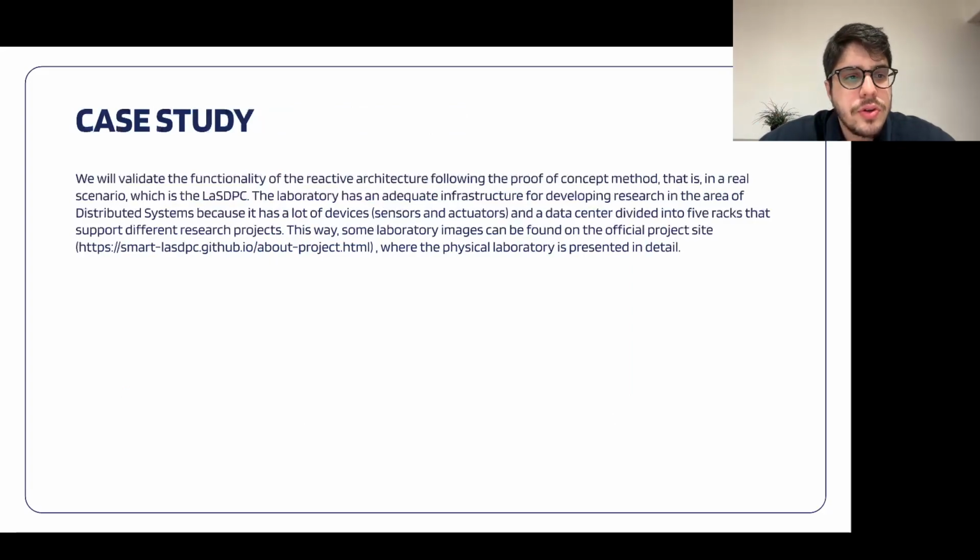For the next step, we're going to validate this architecture, especially the reactive features of these architectures, in a real scenario, which is our internal research lab. This lab has the proper infrastructure to develop this kind of distributed systems research. We have the sensors, we have the actuators, and we have the proper resources, computation, and overall infrastructure. You can check the information about this lab at this address.